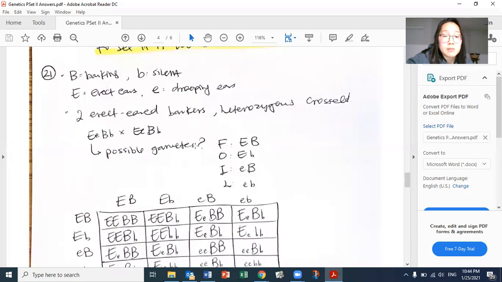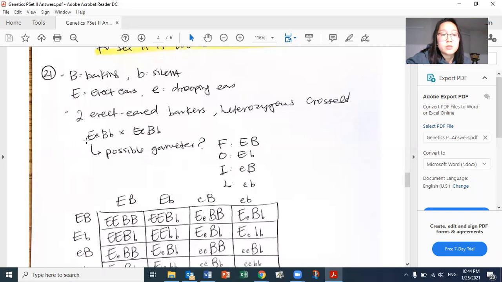So you have to do the possible gametes, right? FOIL: first, which would be capital E, capital B; outside, which would be capital E, lowercase b; inside, which would be the lowercase e and the capital B; and the last, which would be the lowercase e and the lowercase b. So these are the possible gametes that each one of these can produce.